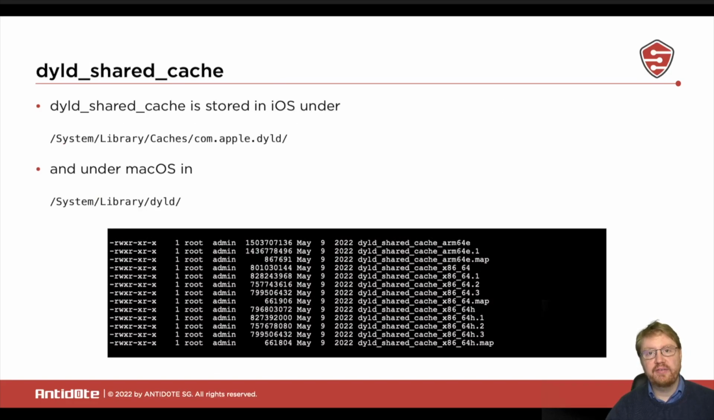When you look at the file system of iOS, you will find the different dyld shared cache files in system library caches apple dyld. Depending on what CPU is in your iOS device, there might be one or maybe more caches in there. When you look onto macOS, these files are stored in system library dyld. And here you usually have the ARM caches and the x86 caches for the emulation layer. And that's it.